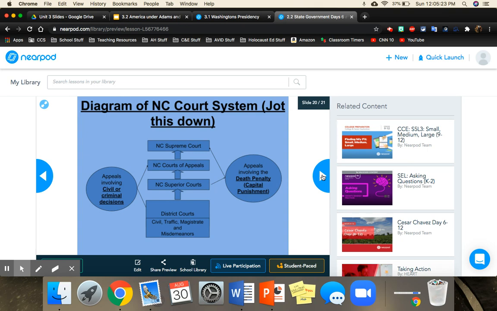All right, and here's just a diagram of the North Carolina court system. So just jot this down. Make sure you do the quiz on the next slide. But other than that, that's it.